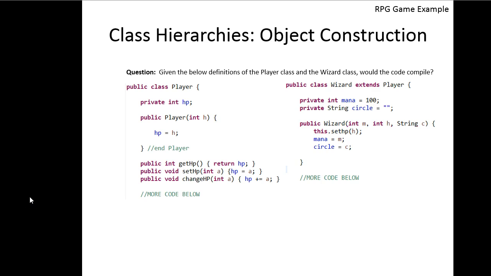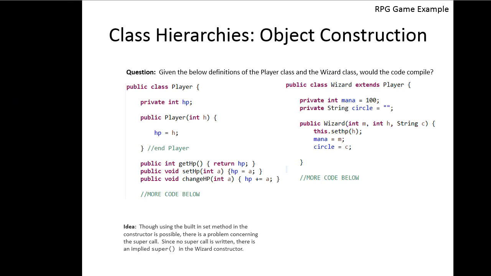So the impulse here might be to say yes, because this is perfectly valid. I can invoke a method in the superclass and then set the HP. But the problem comes from this super call again. In the wizard class, notice there's no super call written explicitly, and in the player class, there's no default constructor anymore. So that presents a problem.